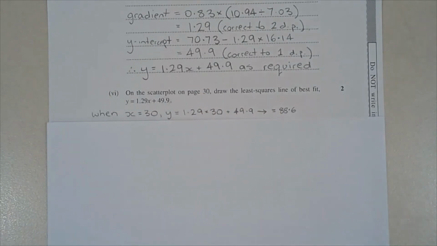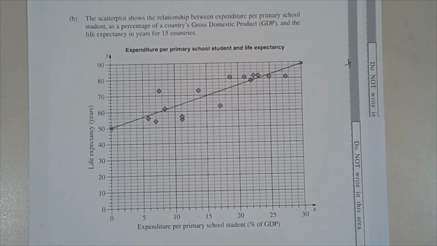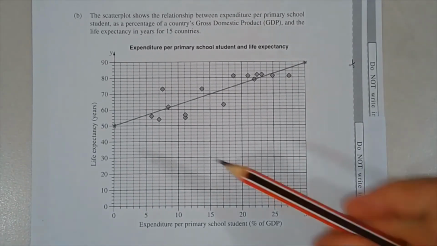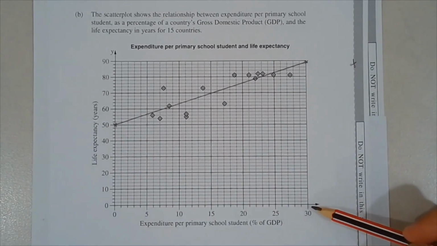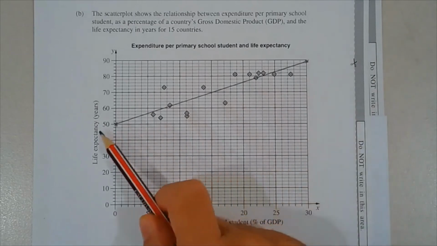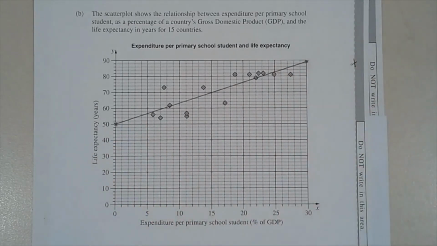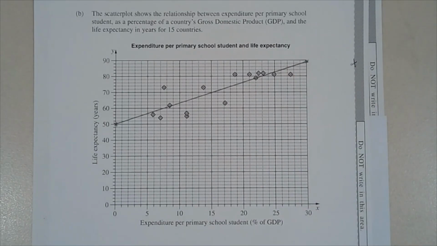So plotting those 2 points on this grid, there's the y-intercept, 49.9, so it's approximately 50. And when x equals 30, y equals 88.6, so that's approximately here in this location. Joining those 2 points, we get the graph of the least squares line of best fit.